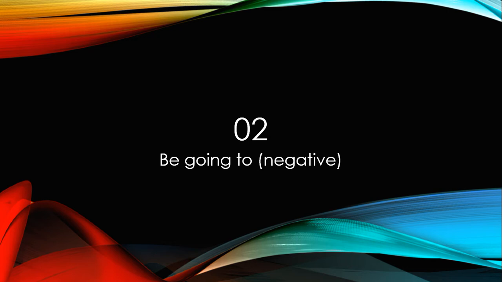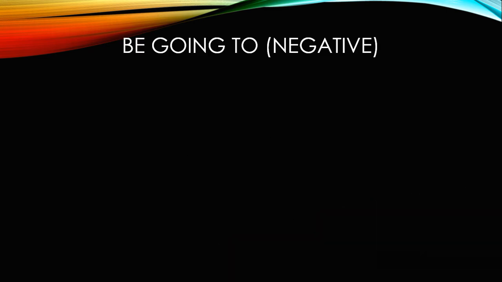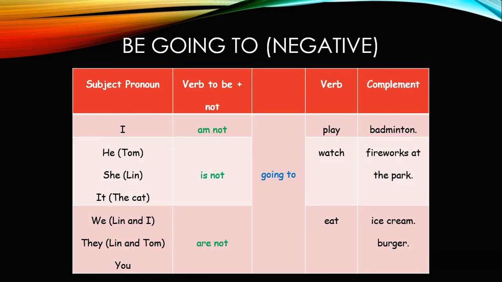Activity 2. Be going to negative. Negative here means the sentence or statement is not true. So, how are we going to know if the statement is not true? Well, as you can see here, we put the word not after the verb to be. The subject pronouns are the same as before.